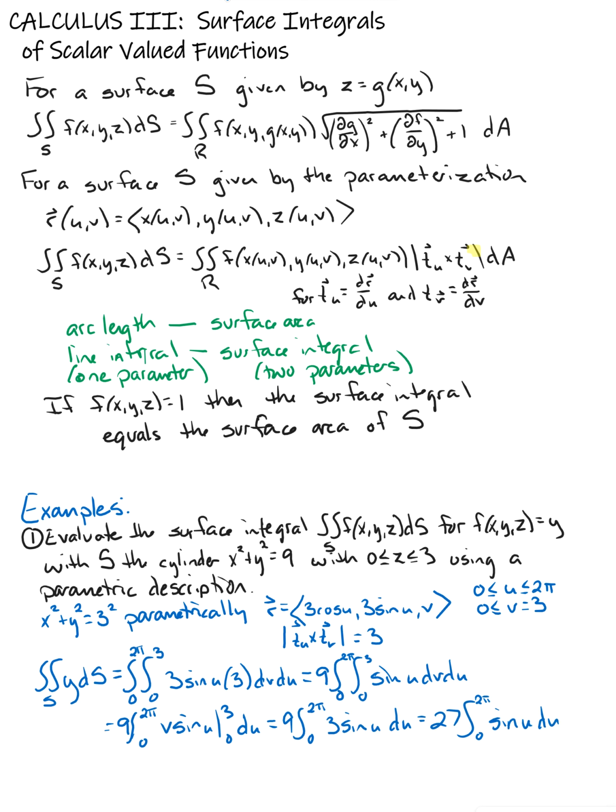Well, that's an easy one to work. That is simply 27 times negative cosine of u, evaluated from 0 to 2 pi, which would give us 27 times, let's see, cosine of 2 pi is 1, so that's negative 1, minus cosine of 0, also 1, so that's another negative 1. Watch all those negatives in there. But there in the back we have negative 1 plus 1, which is 0, so all of this becomes 0. So there we go. This surface integral is simply 0.